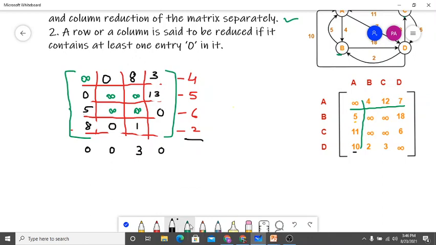Okay, so whatever is in the black color, that is row reduction.